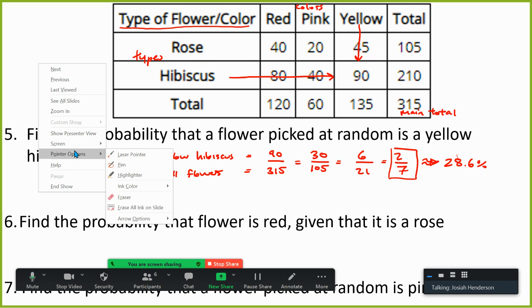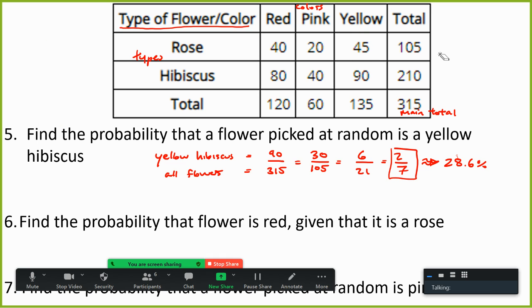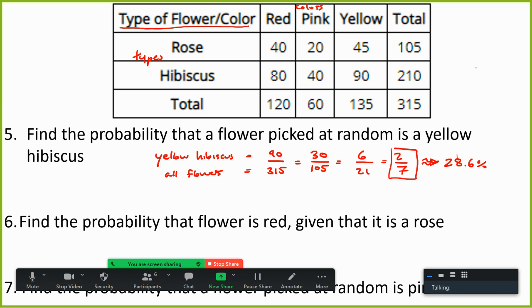Now try number 6 and notice that it's a given that question. When it says given that, only focus on the given that part of it. Find the probability that the flower is red given that it is a rose. So given that it is a rose means we only care about looking at the rose information right here. Nothing else matters for this question.